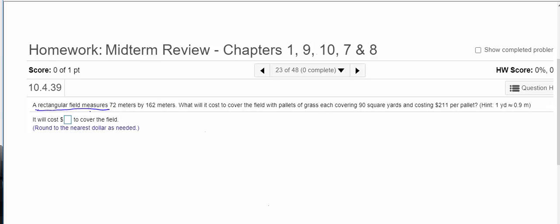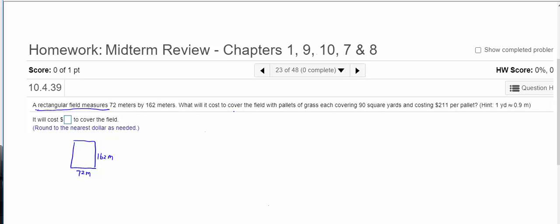So the rectangular field measures 72 meters by 162 meters. So draw a little rectangle and label the size. So this side is 72 meters and the length of this width is 162 meters. Okay, so that's the first piece of information.